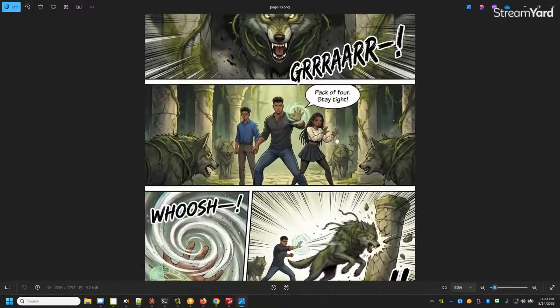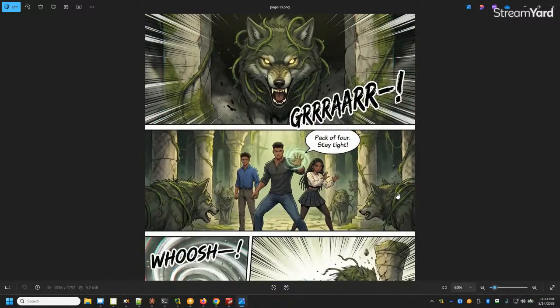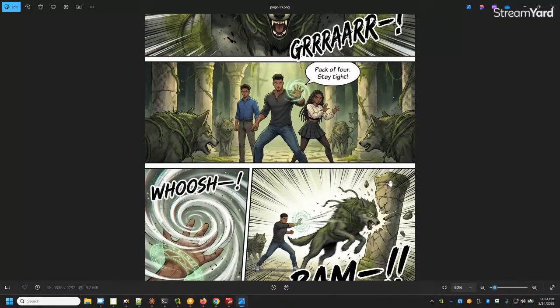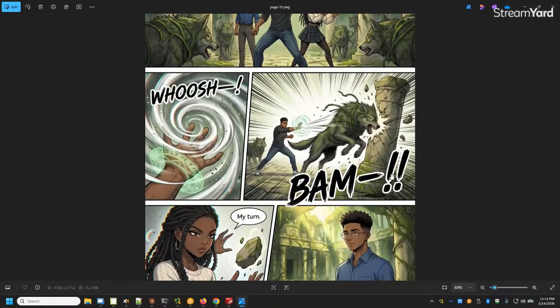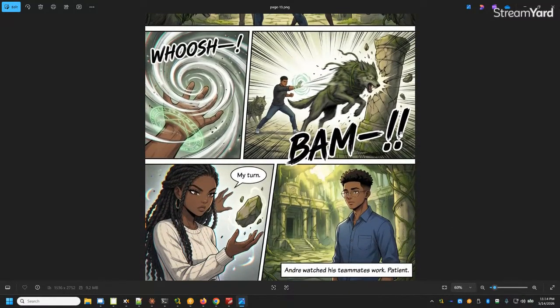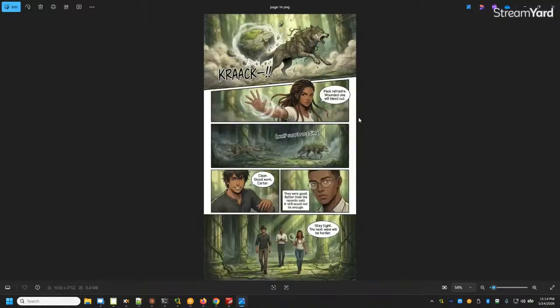All right, so now they come up on their first sort of monster here, right? And Daniel uses his aerokinesis ability to throw the wolves into pillars. And then Imani uses her triple S astral telekinesis ability, or telekinetic ability, even though this arm is a mistake. Her other arm is down here. That's okay. Andre watches teammates work, patient, as he wears a different shirt.